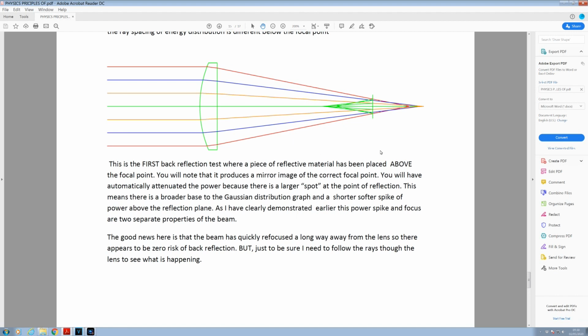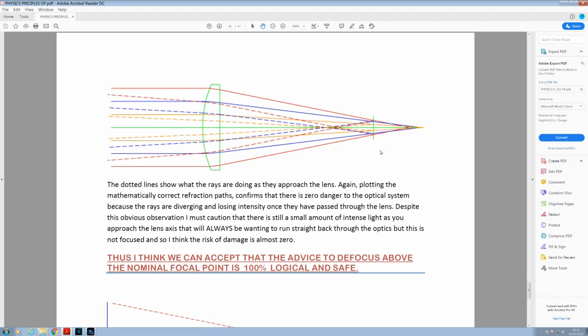Let's just see what happens when we project the rays and see where they go when they reach the lens. So the dotted lines here are showing the reflected rays. And we can see that as we project those rays out and hit the lens, I've again mathematically calculated the correct path of the ray through the lens and then out back into air again. And you can see that the path of those rays is always diverging. That's the important point. They are diverging beyond the lens, which means they are losing their power. They have no capability of refocusing anywhere in the optical path. So this is definitely safe to work above the focal point.